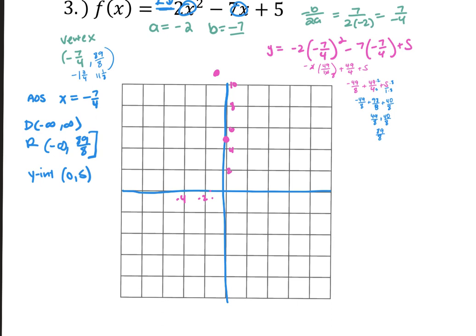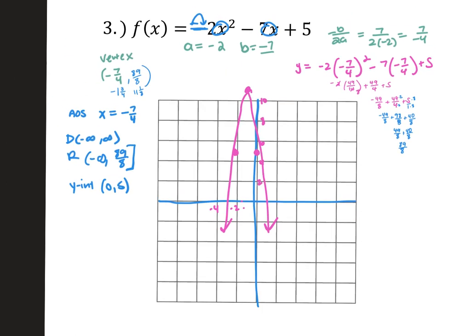I can reflect that. So I went to the right, I can go to the left the same distance. And it is going to cross through my x-axis, so there should be x-intercepts.